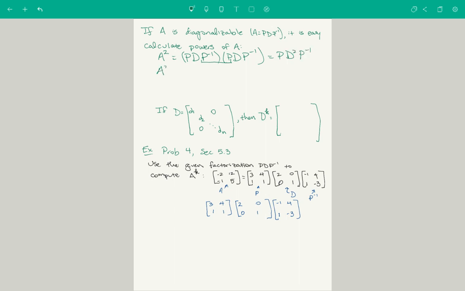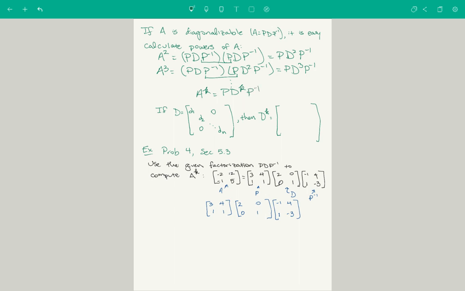Similarly, if we did A cubed, this is the same thing as A times A squared. So PDP inverse times A squared, which we already calculated to be PD squared P inverse. And again, in the middle here, we've got a P inverse times a P. Those are just going to cancel out, leaving us with PD cubed P inverse. And we can keep doing this indefinitely to get any power of A that we want. So A to the K, for whatever K we want, is going to be PD to the K P inverse.